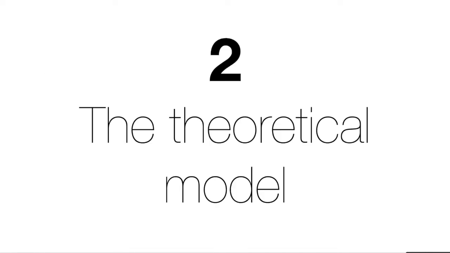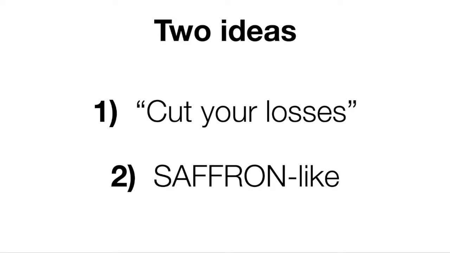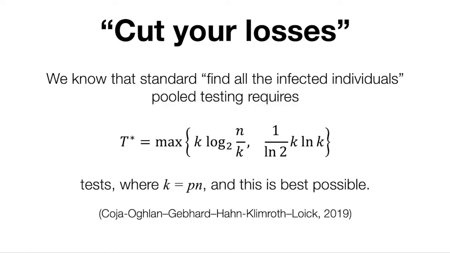So we're going to do the theoretical model first and the practical model second. So, quick reminder of the theoretical model: p tending to 0, tests perfectly accurate, at 1 stage. So in this talk we're going to talk about 2 ideas here, one which we call cut your losses, and one which is a bit like a previous idea known as SAFFRON. So let's look at cut your losses.